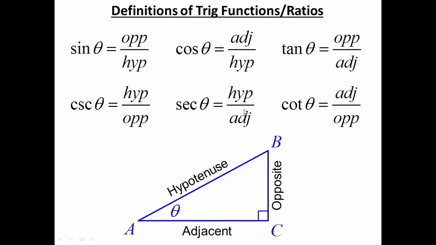Now I keep using that word flip. Sine is the flip of cosecant, cosine is the flip of secant, and the same for tangent and cotangent. But of course, flip is not a math word. We have another word when we want to flip something over. And of course, that's reciprocal.